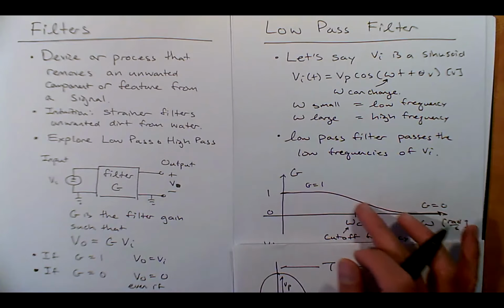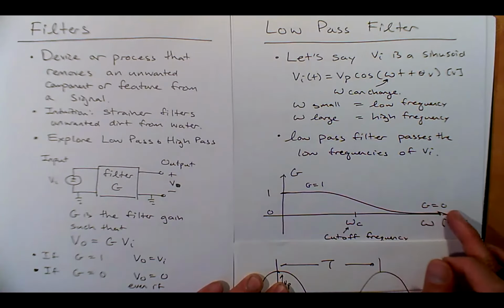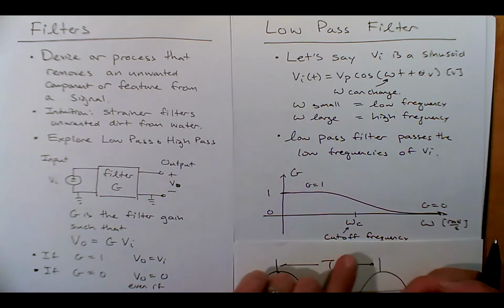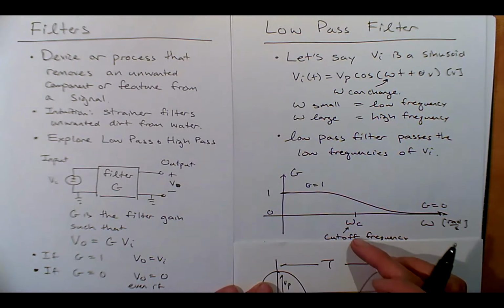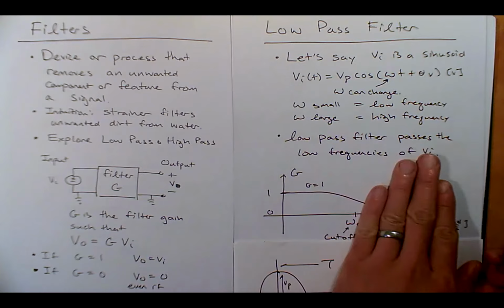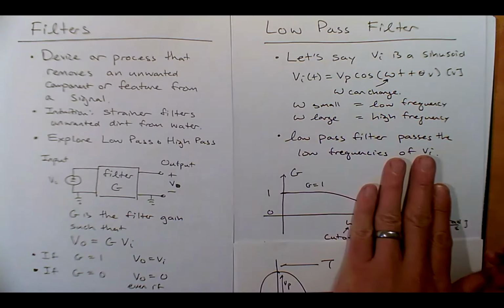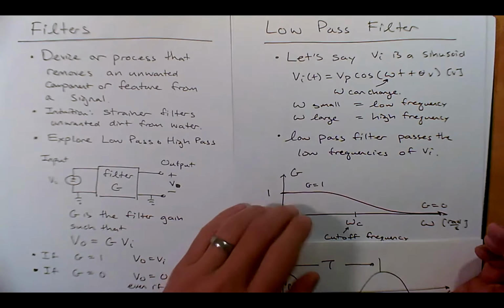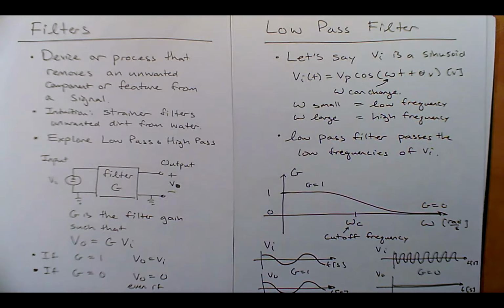Okay, and so this is what a plot of this gain looks like as a function of frequency. Now this middle part is what we're going to call the cutoff frequency. It's kind of in the middle. This is the frequency at which it's determining, well, am I going to pass it or am I going to cut it, right? And so this is called a low pass filter, which means I'm going to pass the low frequency content.